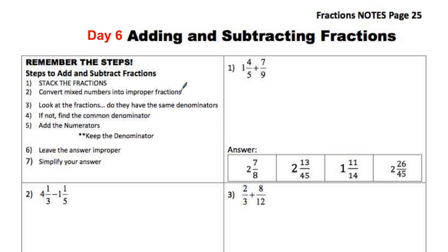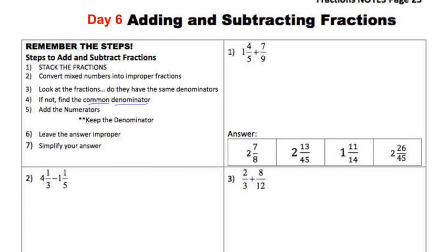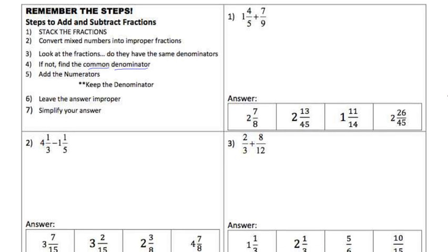Convert mixed numbers into improper fractions. Look at the fractions. Do they have the same denominators? If not, we need to find that common denominator. Then we need to either add or subtract the numerators, keep the denominator the same, leave the answer improper, and then simplify your answer. So if we look at the first three problems, let's do some practice.